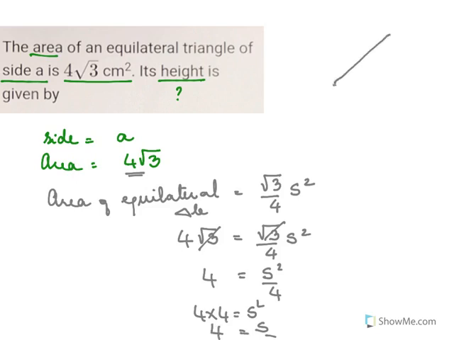So let me draw the triangle. So this is my triangle. It's an equilateral triangle, so all sides are equal. So this is 4, 4 and 4. And I must find the height. This is the height h.